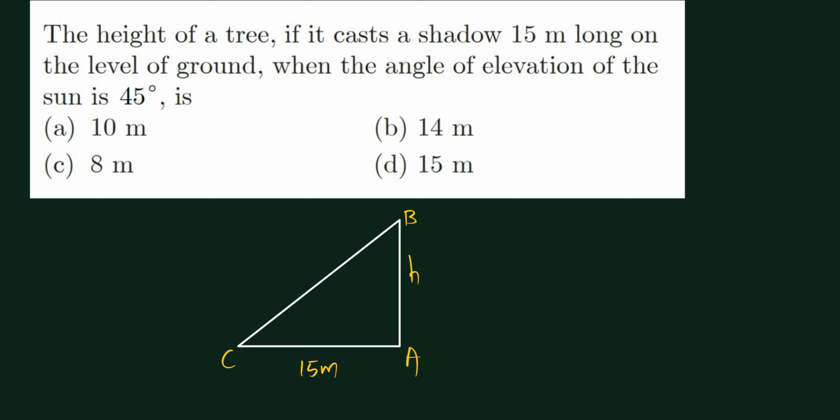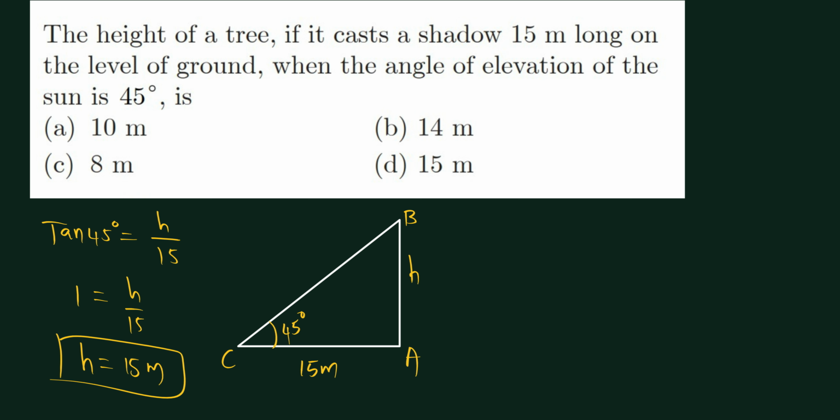What is the angle of elevation of the sun? That is 45 degrees. We need to find the height of the tree. Apply tan 45. So tan 45 equal to opposite value h, adjacent value 15. Then tan 45 value is 1. So h by 1 equal to h by 15, then h equal to 15 meter. Your answer D is matching. Okay.